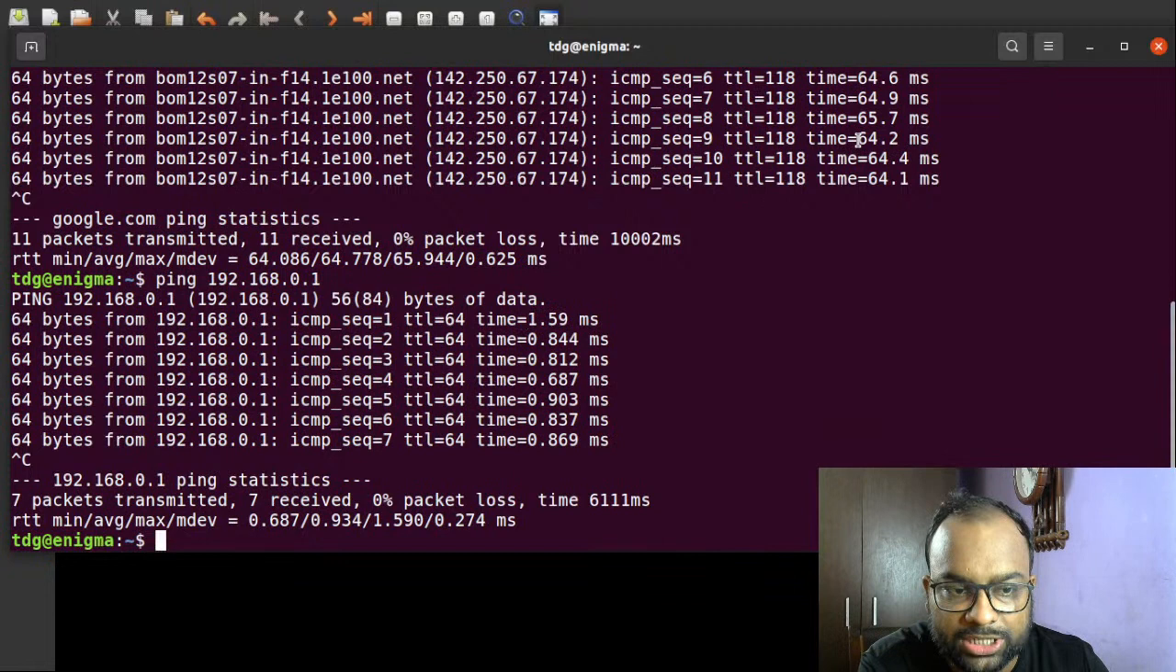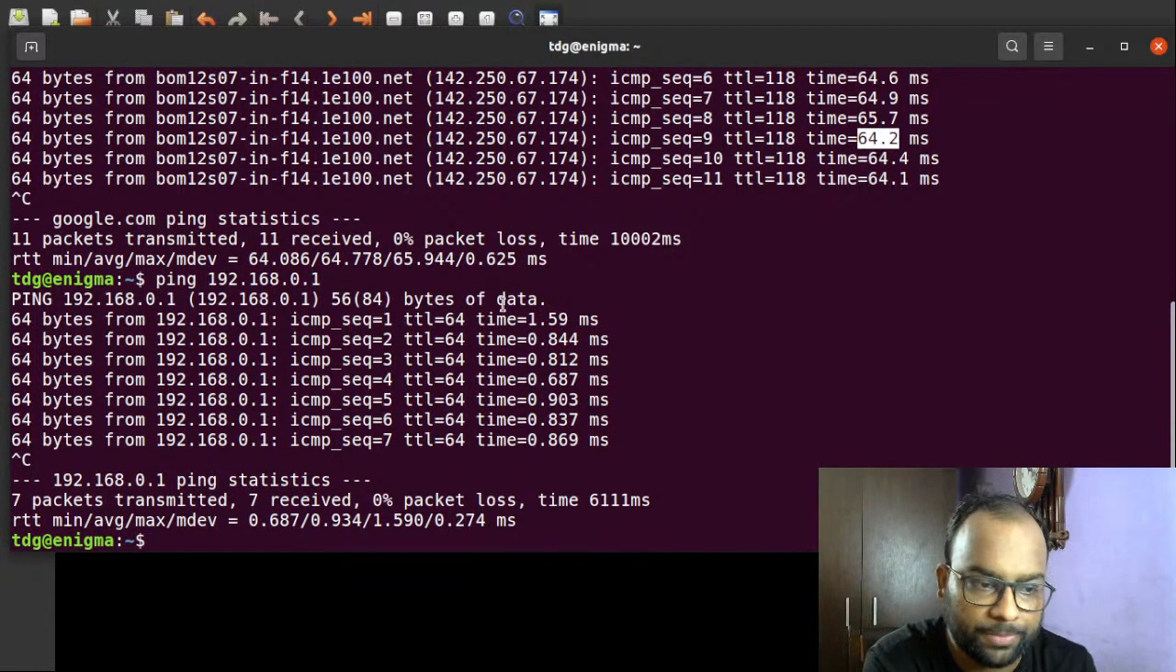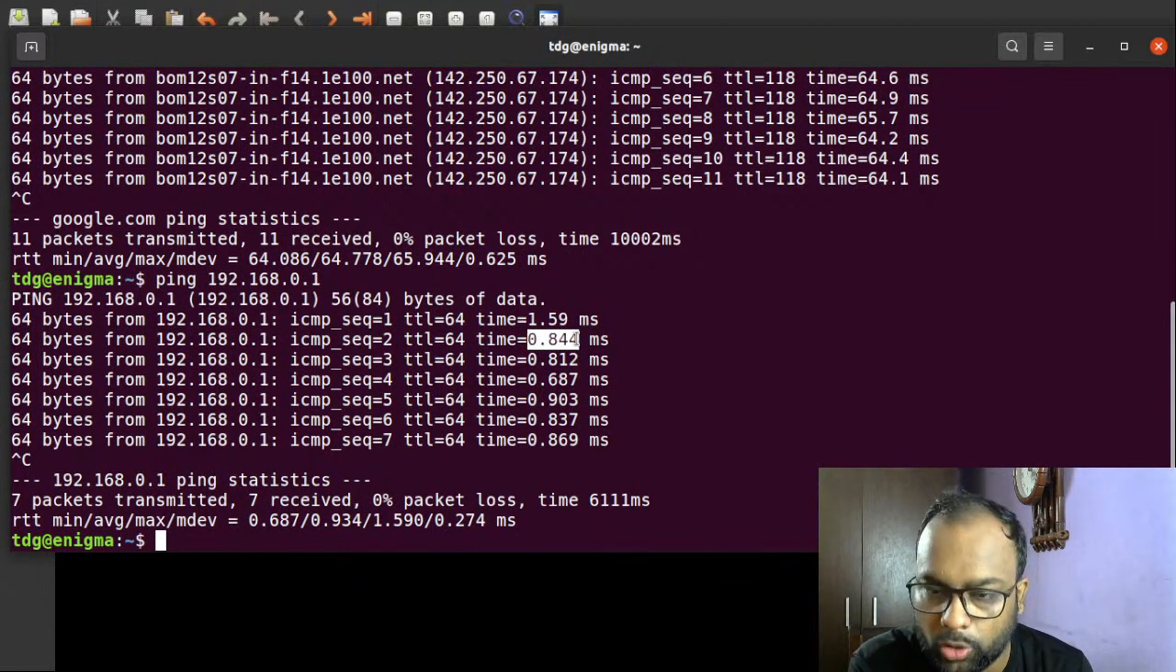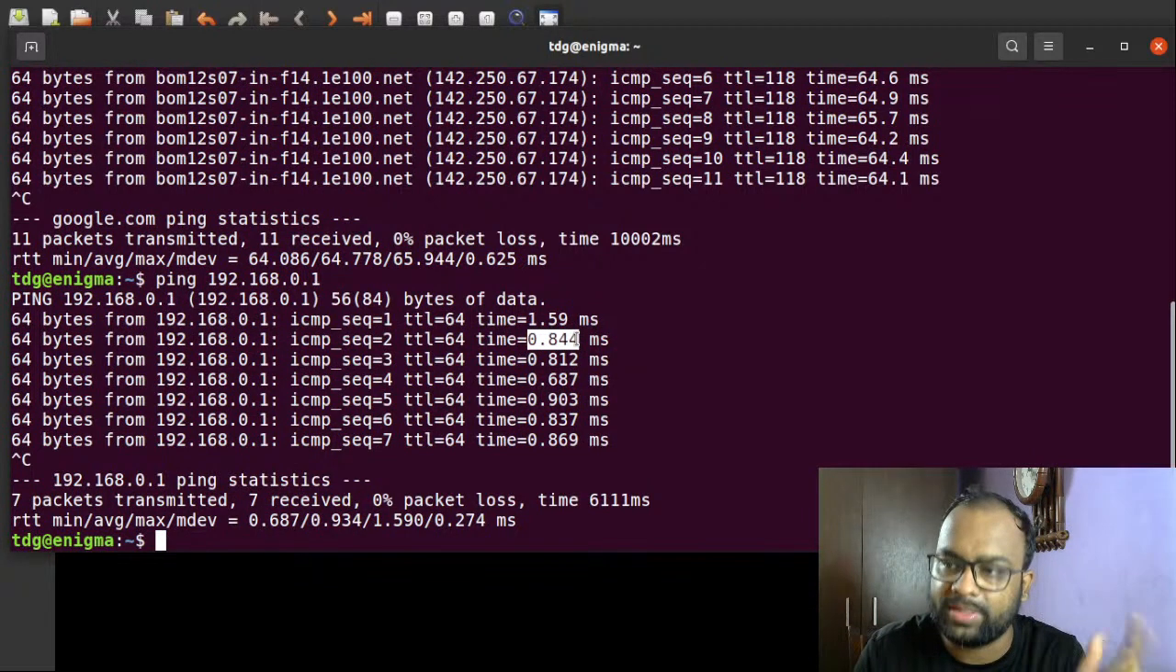But when I wanted to reach the Google server, it took me 64 milliseconds because it was going through all those nodes. But here, when I'm pinging my router, it only takes less than a millisecond. Of course there are no hops, just the next node from my computer.